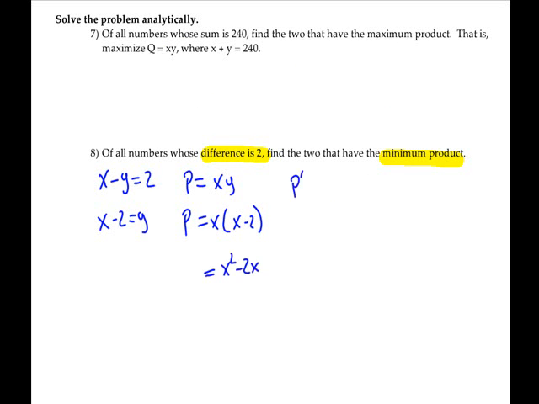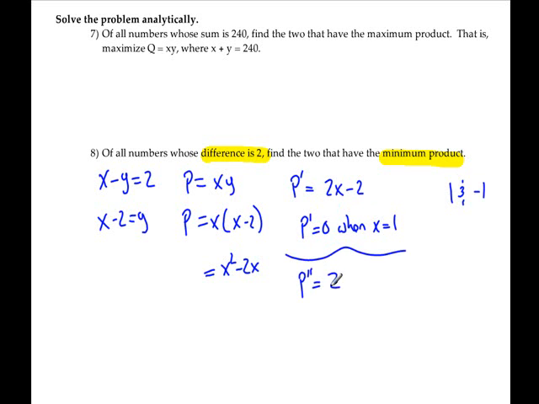The derivative of my product would be 2x minus 2. This derivative equals 0 only when x equals 1. So it looks like one of the numbers is going to be 1. If x is 1, then y is negative 1. But let's see for sure that we've got a minimum at that value. So let's look at the second derivative. Second derivative would be 2, which is always positive, which tells me we are concave up, which implies always a minimum at our critical values. So there's my two numbers, 1 and negative 1, are the two numbers that have a difference of 2 and a minimum product. That's number 8.